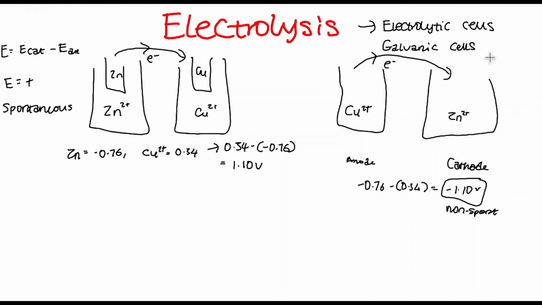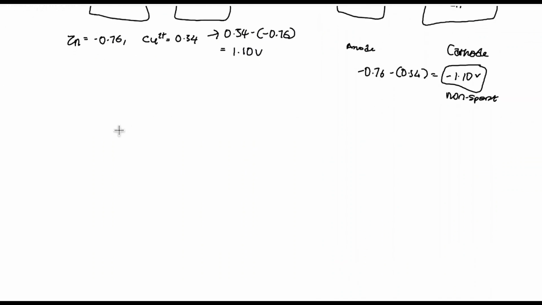And if it's non-spontaneous, that means the electrons aren't going to move. So what happens in an electrolytic cell is that you need an outside source of energy to put a certain amount of energy in to get the electrons to flow. Let's say you want the electrons to flow anyway, but the reaction is not going to happen on its own. You have to push the reaction.